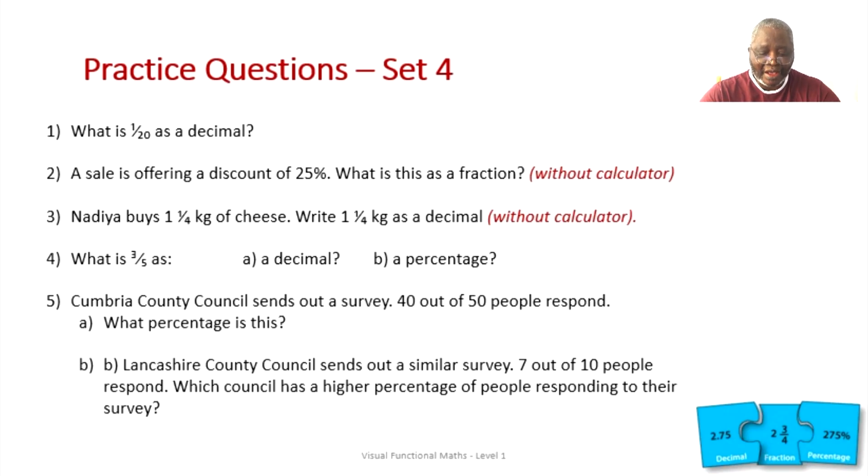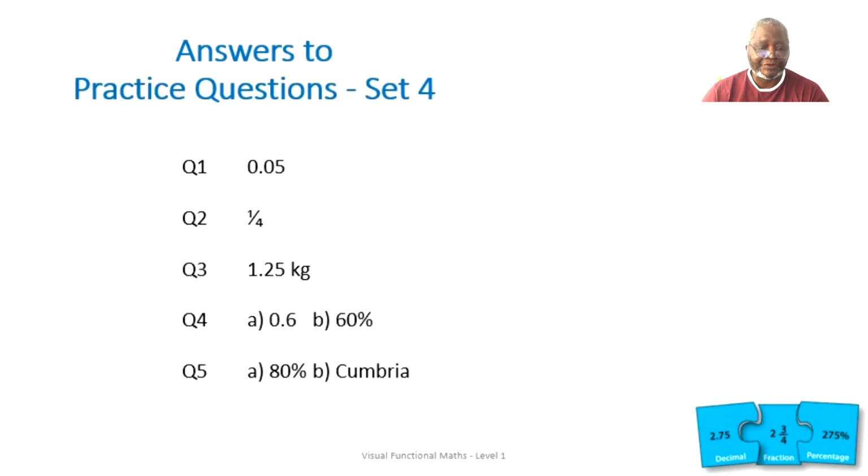Which county has a higher percentage of people responding to their survey? You have to find these percentages, and then that's not the finish, that's just what you need for both counties. 40 out of 50 for one county and then 7 out of 10 for the other. Then you compare the two results to give you your answer. And that is your answer. Do the sums first and then check your answers. If you did not get it right, please do your correction.